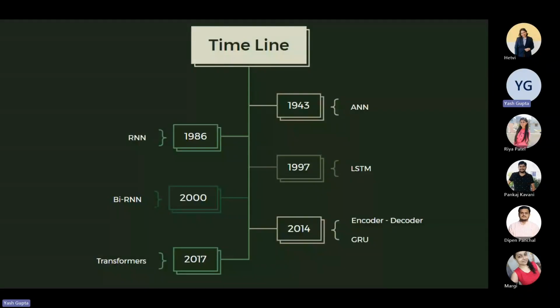ANN was the first dive into the deep learning part, where computers can understand or behave like humans. So ANN, 1943, when the first paper for the ANN was developed. ANN stands for Artificial Neural Network.